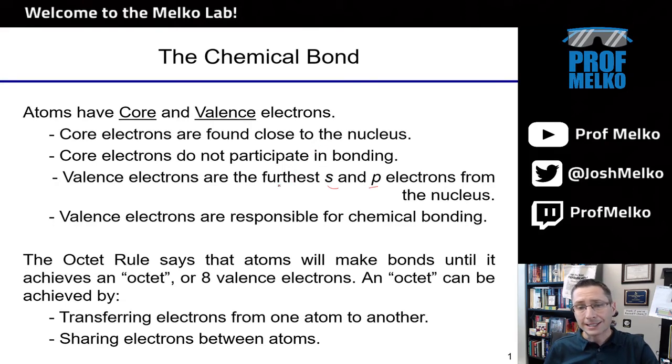Overall, we have this octet rule. Octet meaning 8. And this rule states that all elements want to achieve this octet configuration. Okay? And they'll do so by transferring electrons from one atom to another or sharing electrons between atoms. So transferring is ionic. Sharing electrons is covalent. And these are the two types of bonding we're going to talk about today.